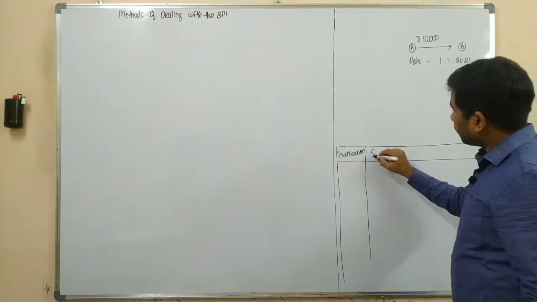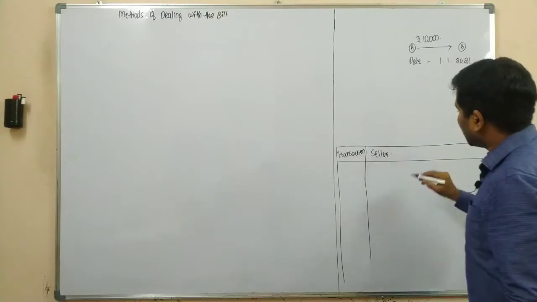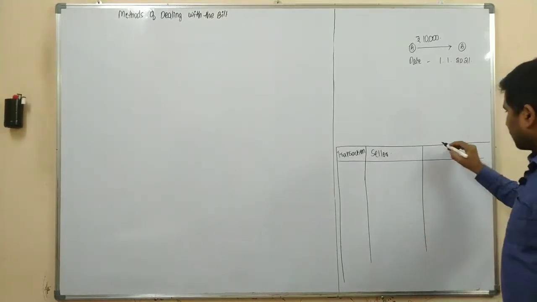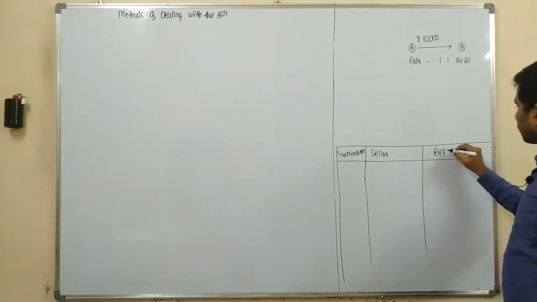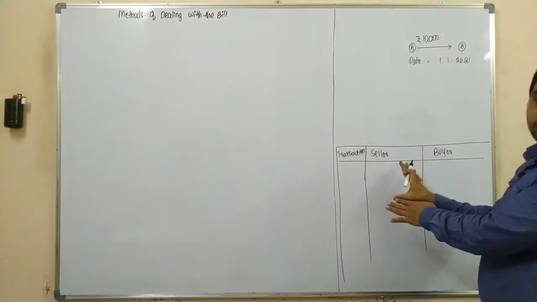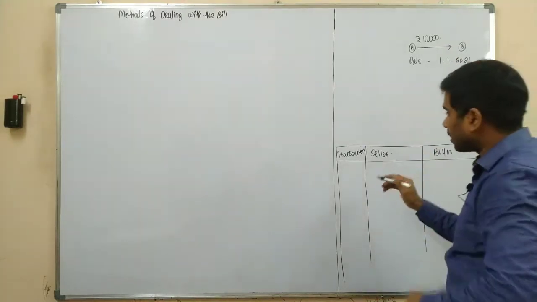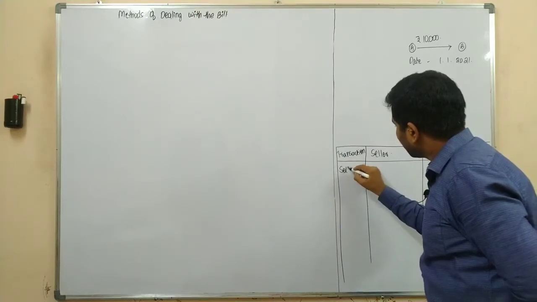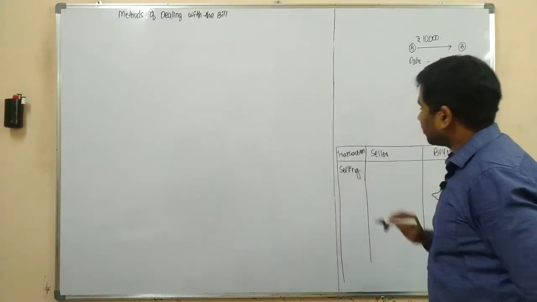In the books of seller, in the books of buyer. Yes or no? As this is nothing but a transaction, we are supposed to record the journal entries. Let's understand here. What is the first transaction? The first transaction is nothing but your selling the goods.